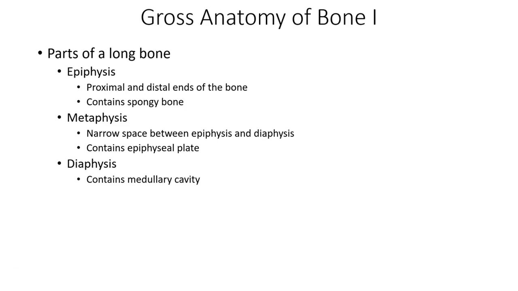And so those 3 parts are the epiphysis, the metaphysis, and diaphysis. And so the epiphysis, this is the very proximal and distal ends of the bone, and it is made out of spongy bone tissue specifically. The metaphysis is going to be the narrower space that exists between the epiphysis and diaphysis, and it is going to contain something called the epiphyseal plate. We'll talk more about that in a minute. And then the diaphysis contains something called the medullary cavity.